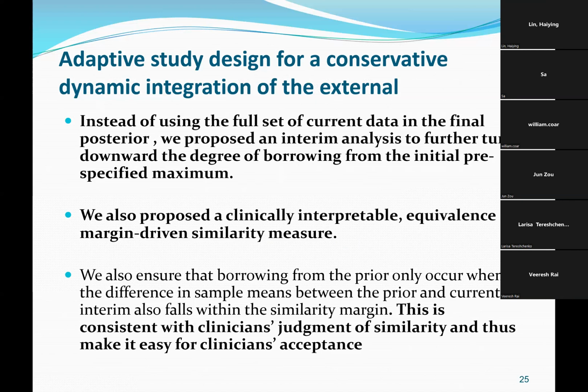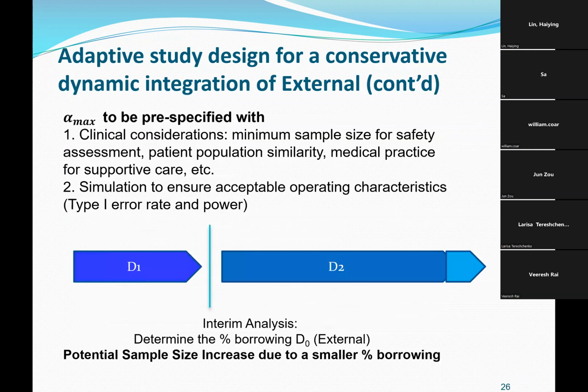So this margin should be small enough to be considered a clinically irrelevant difference. And we also force the observed mean difference between the current and the prior to fall within the similarity measure. That's a key feature to further control the type I error and the bias. Next slide, please. So just briefly, alpha max is pre-specified with clinical consideration, and simulation is used to control the type I error at an acceptable level with desirable power.